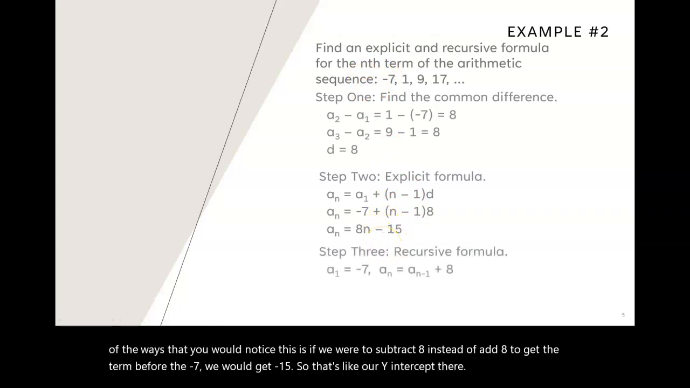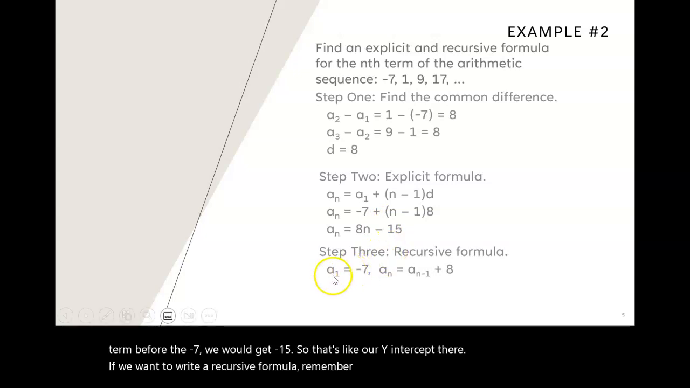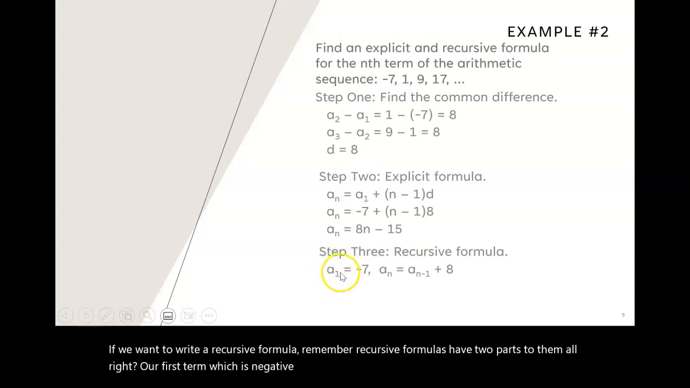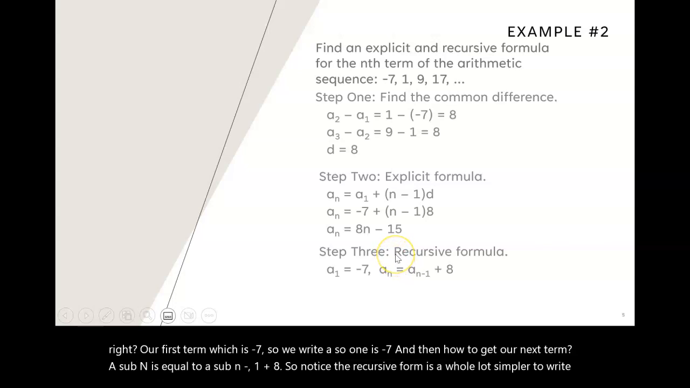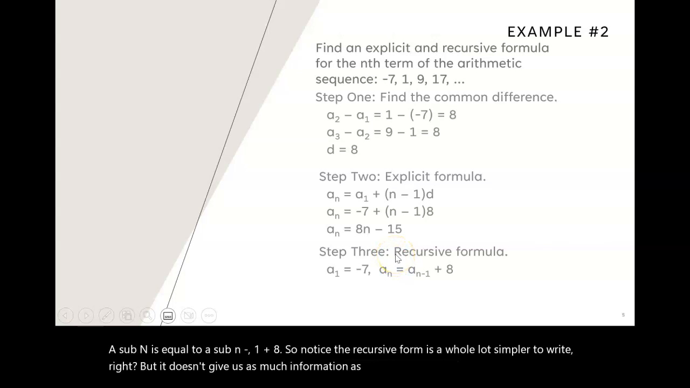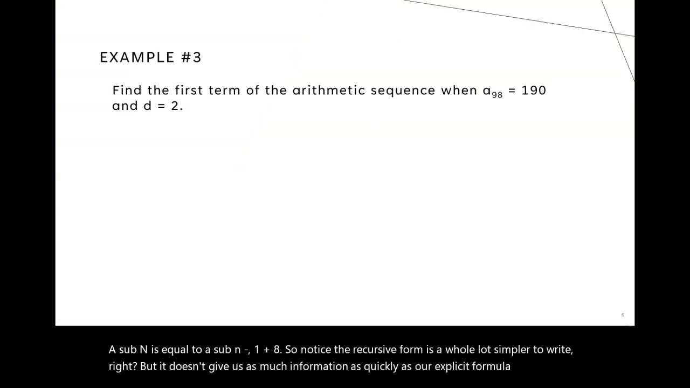If we want to write a recursive formula, remember recursive formulas have 2 parts to them. Our first term, which is negative 7, so we write a sub 1 is negative 7. And then how to get our next term: a sub n is equal to a sub n minus 1 plus 8. Notice the recursive formula is a whole lot simpler to write, but it doesn't give us as much information as quickly as our explicit formula does.